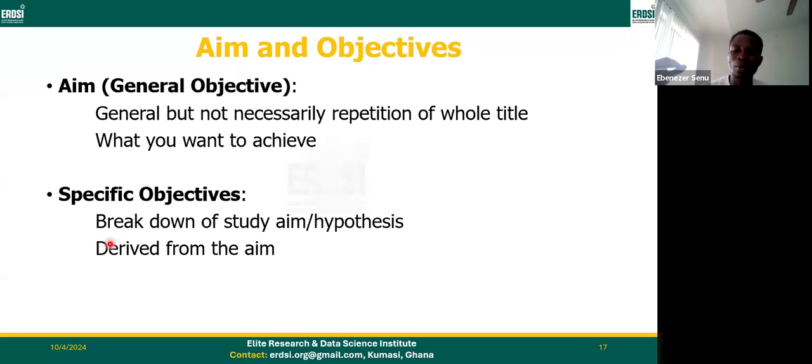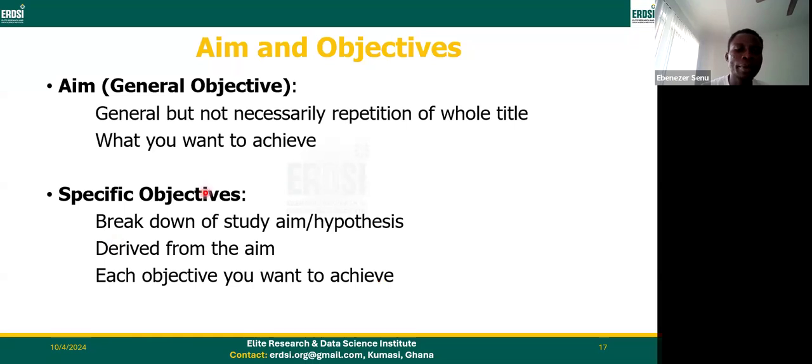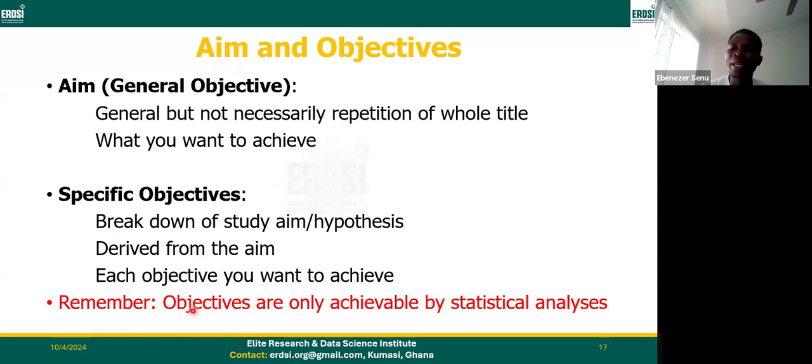Your number three is to assess what the clinical factors like that. So here you number them, either using the Roman numerals or the normal numbers that we have. And each aim, you are just going to break down what you want to achieve. That's the main thing. But I want to remind you that objectives are only achievable by statistical analysis.